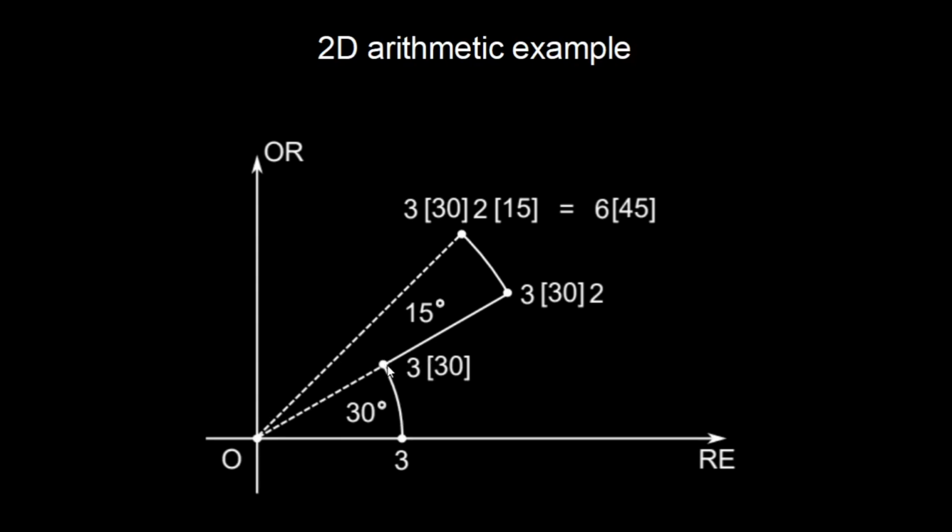Multiplying the position number 3, rotation number 30 by 2 makes the point stretch to 3, rotation number 30, 2, and multiplying rotation number 15 to 3, rotation number 30, 2, makes the point rotate to 3, rotation number 30, 2, rotation number 15, which is equal to 6, rotation number 45. A mobile phone app calculator may be developed and used to calculate the rotation numbers.